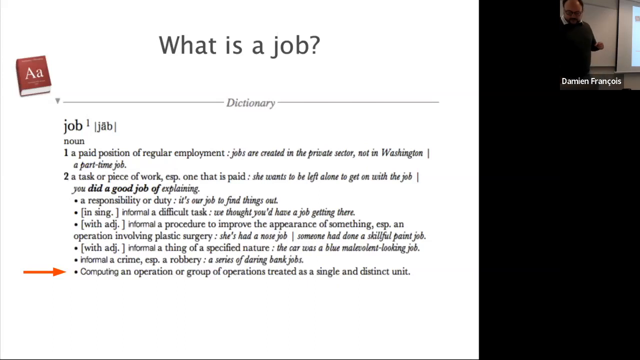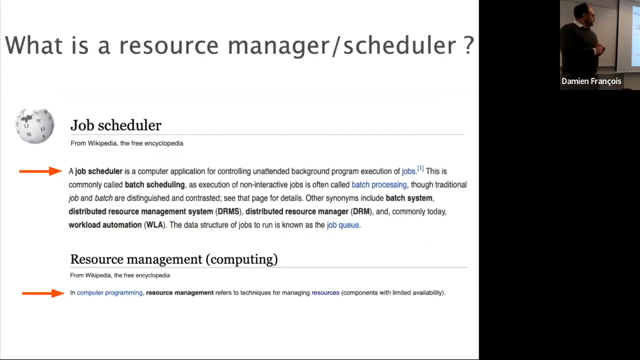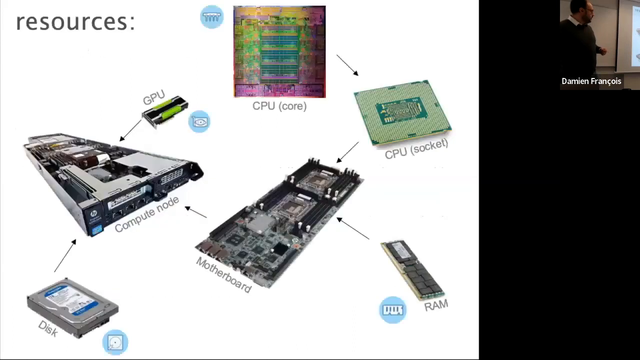And that job will be submitted to a job scheduler, which is a piece of software that runs on the cluster that controls everything in the cluster, basically. It's called either job scheduler or resource manager because it actually has two purposes, but the main one is to give out resources to jobs.